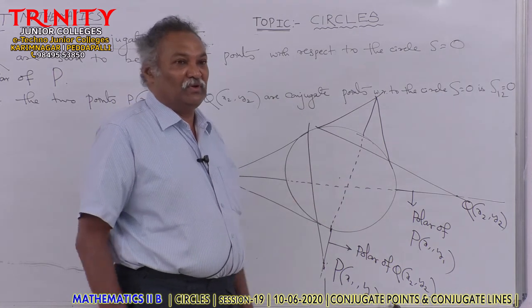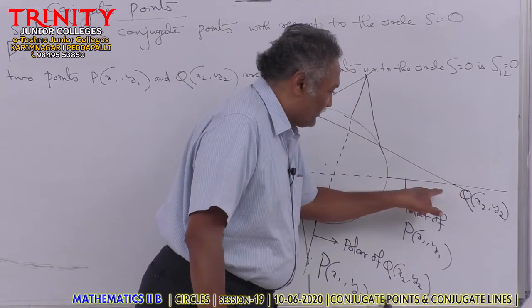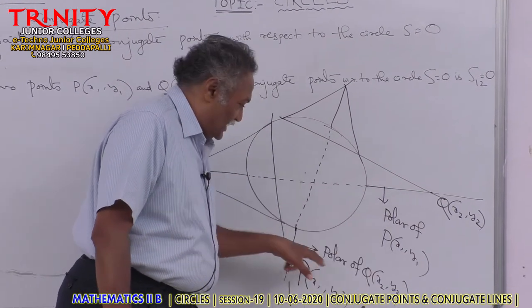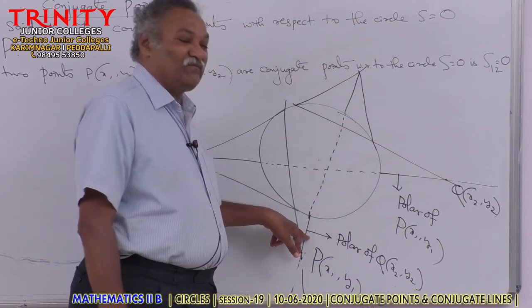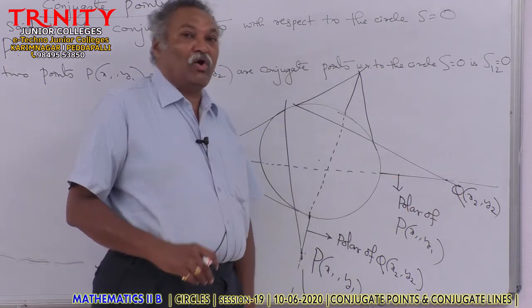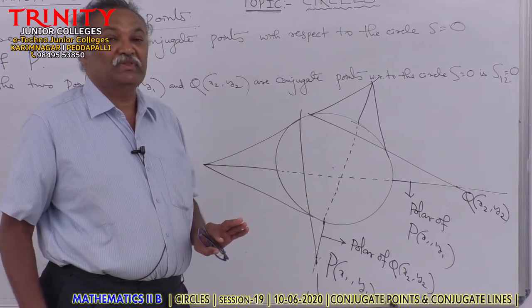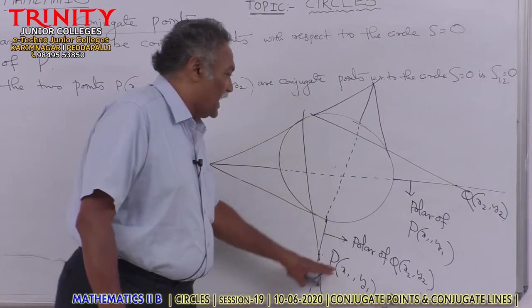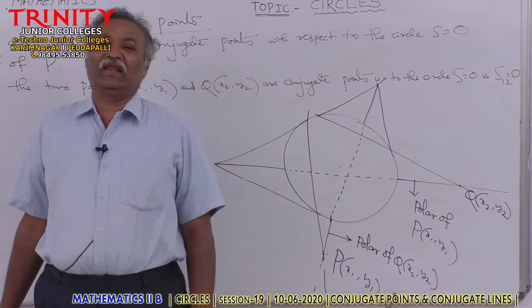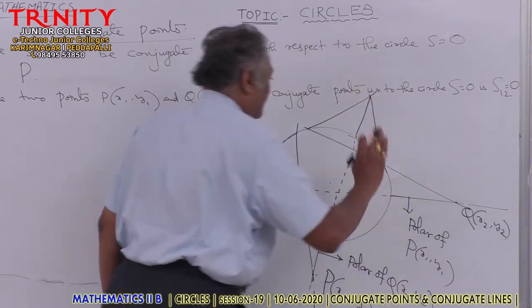That is the concept. Again, it is the polar of P. Here Q lies on the polar of P. It is the polar of Q. Here P lies on the polar of Q. Then P and Q are called conjugate points with respect to the circle. That is the concept. If P and Q are conjugate points with respect to the circle S equal to 0, then the condition is S12 equal to 0.